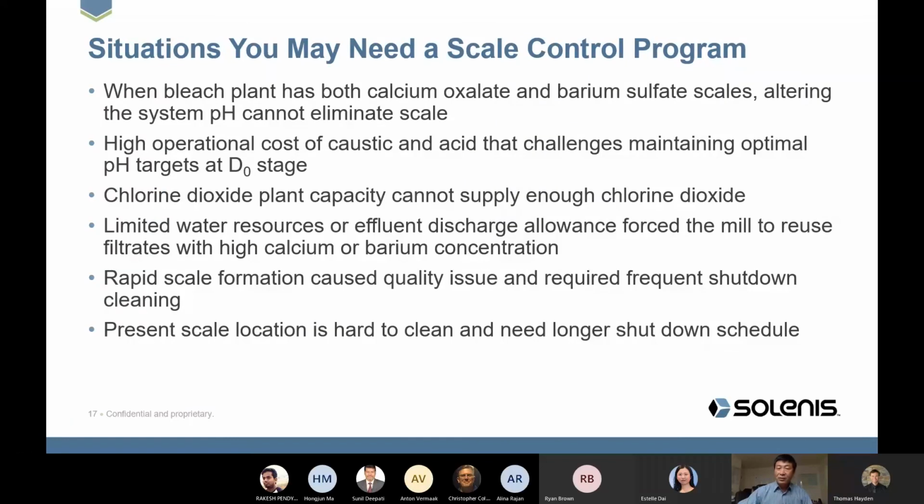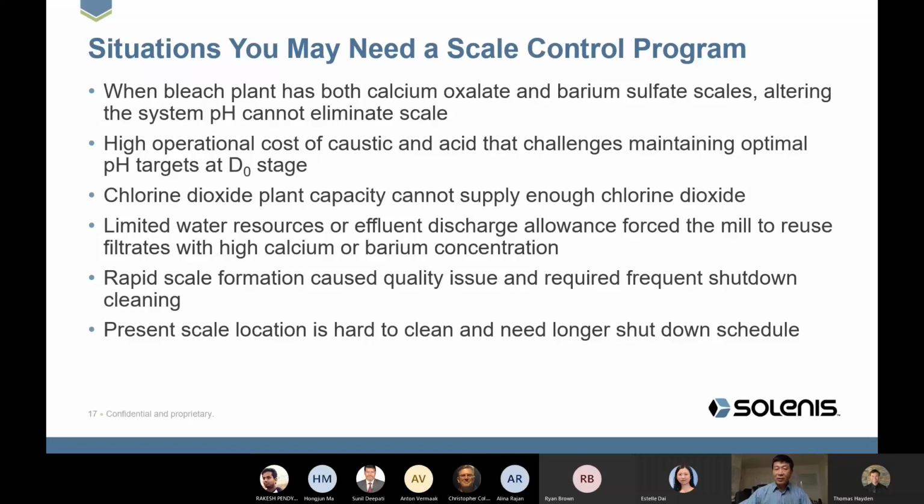So even we can eliminate or reduce scale through process optimization. But in some of those situations, we cannot completely eliminate it. Then we need to use scale control. The first one is when you have both calcium oxalate and barium sulfate, so you cannot satisfy both by increasing pH or dropping the pH.